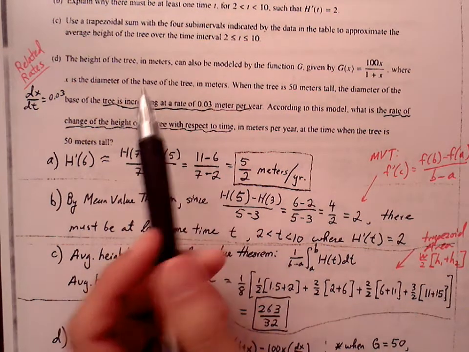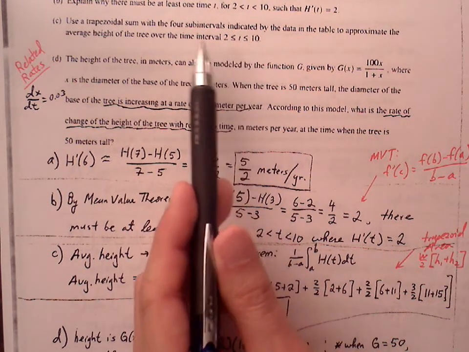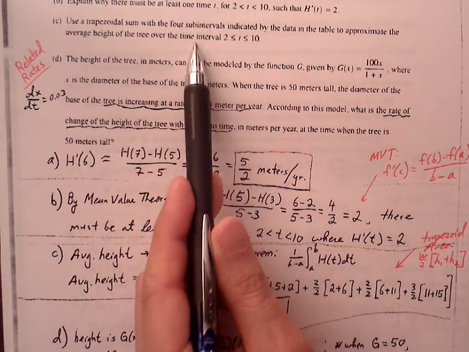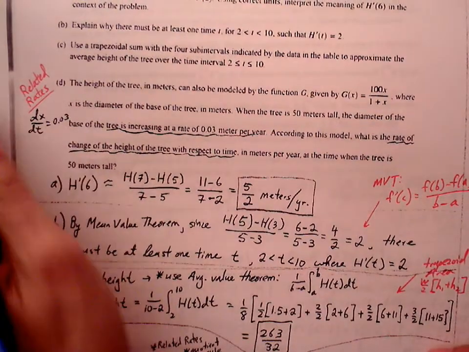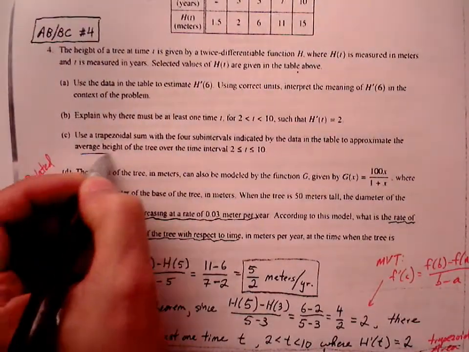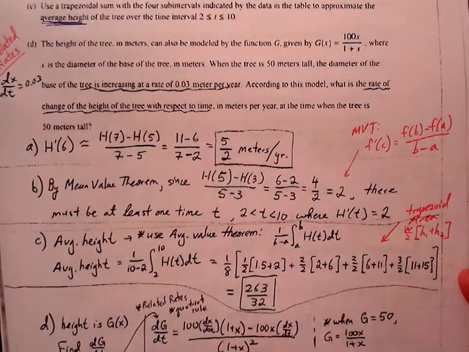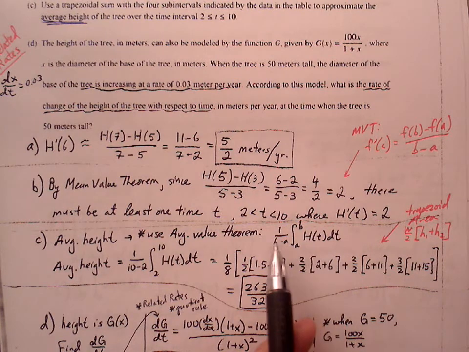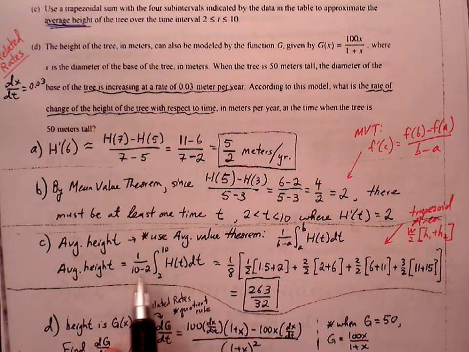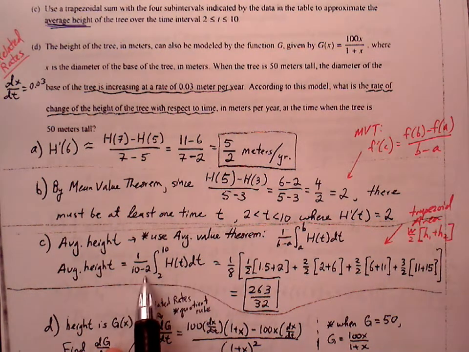For part C, use trapezoidal sum with 4 subintervals to approximate the average height over the time interval. So we don't want to find the height, we want to find the average height. So let's think in terms of average value theorem. Average value theorem is 1 over b minus a, integral from a to b of, in this case, h of t dt. Our a and b values are 2 and 10. Plug that in, 1 over 10 minus 2, integral from 2 to 10 of h of t dt. So that's 1/8.